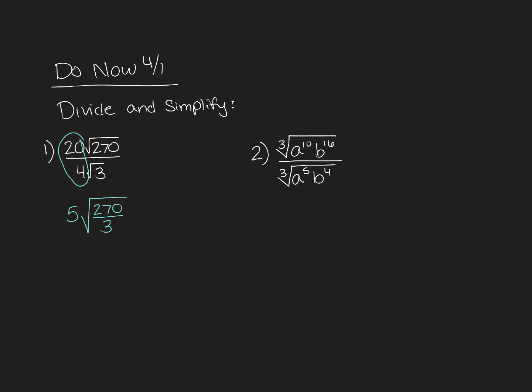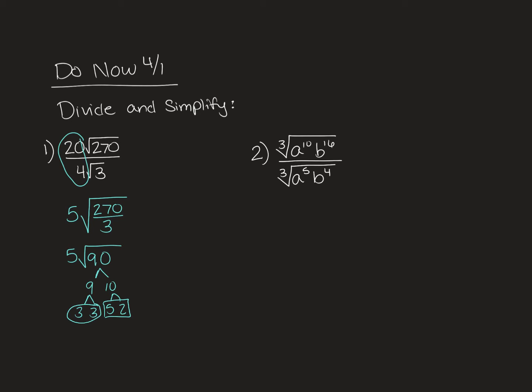So 270 divided by 3 is going to be 90. Then we can break down 90. So 90 we get 9 and 10, 3 and 3, 5 and 2. So we're looking for pairs, so I have a pair of 3's, and then the 5 and the 2 stay inside.